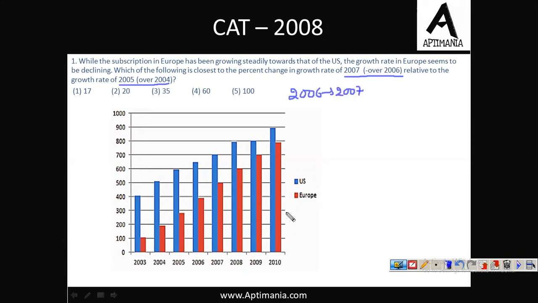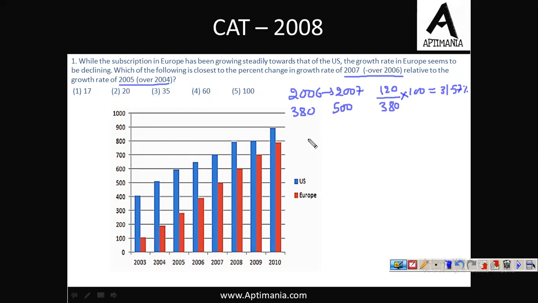So in 2006, for Europe, the value was, I think this is very much close to 380 subscribers. And in 2007, it was exactly 500. So if we calculate the percentage growth, it is 120. The growth is of 120 over 380 and multiply by 100. So this is somewhere around 31.57%. If you solve it, we'll get this value.